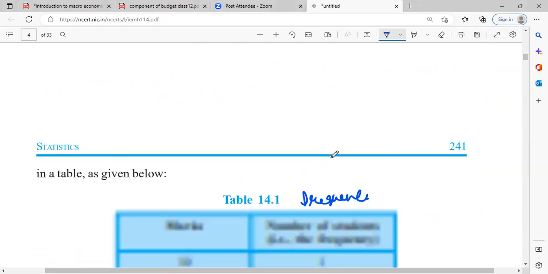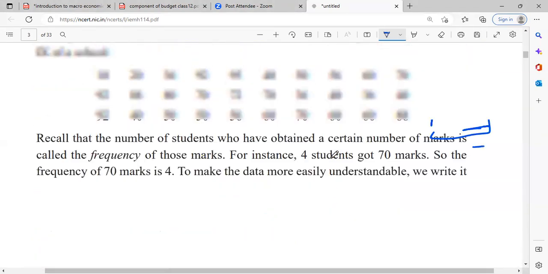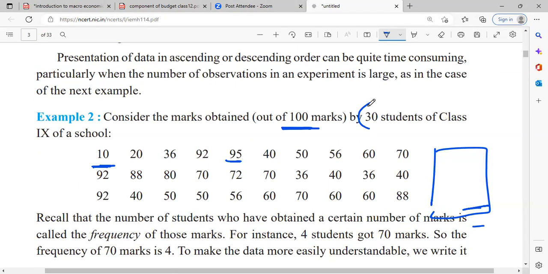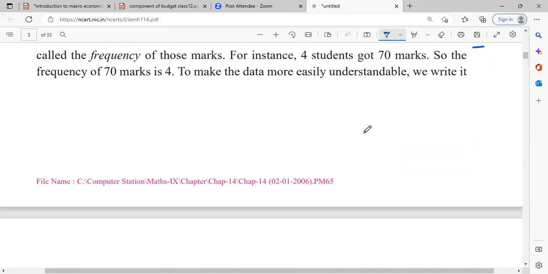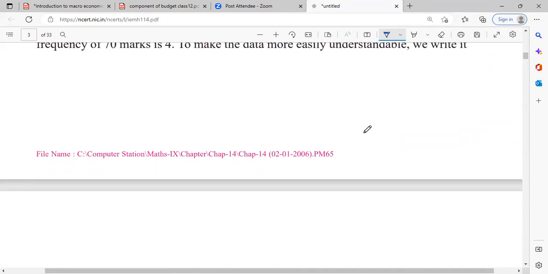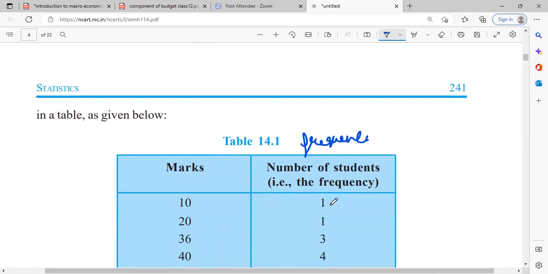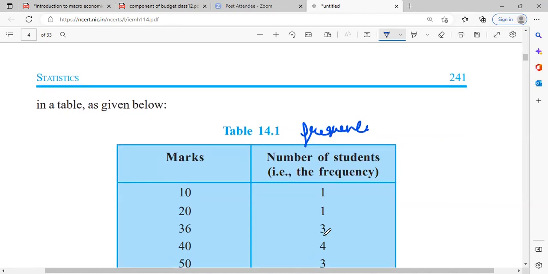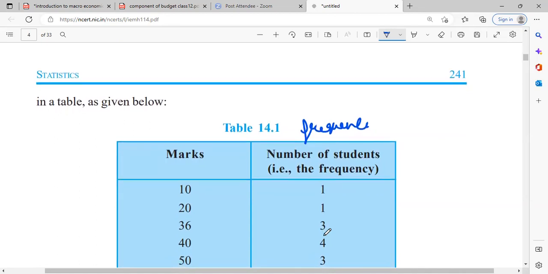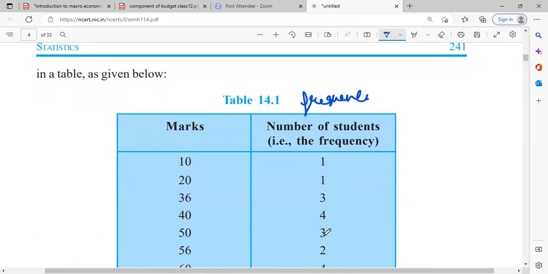I think you don't need to do the table because over here, you can check it in the question itself. They have given you. Yes, ma'am. So, you are done? Yes, ma'am. Okay, so let's just check. 10: how many students are there? 1. 20: 1. 36: 3. 40: 4. 50: 3. Next, 56: 2.